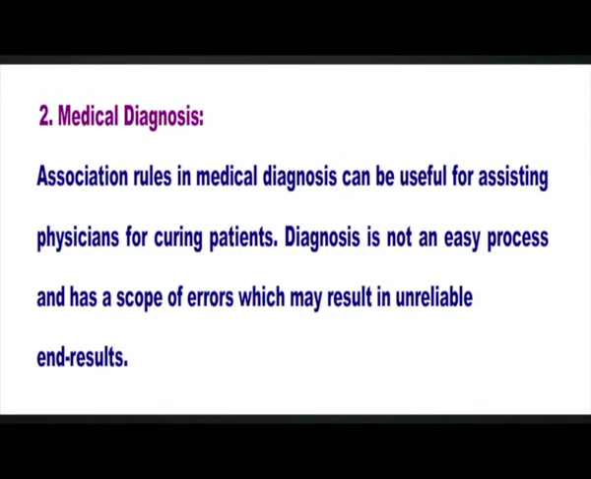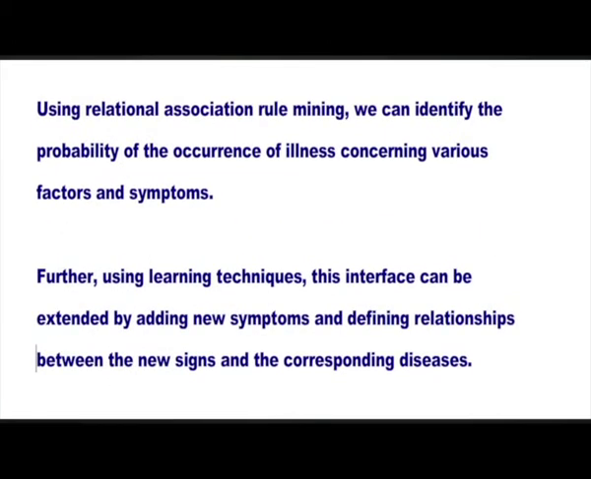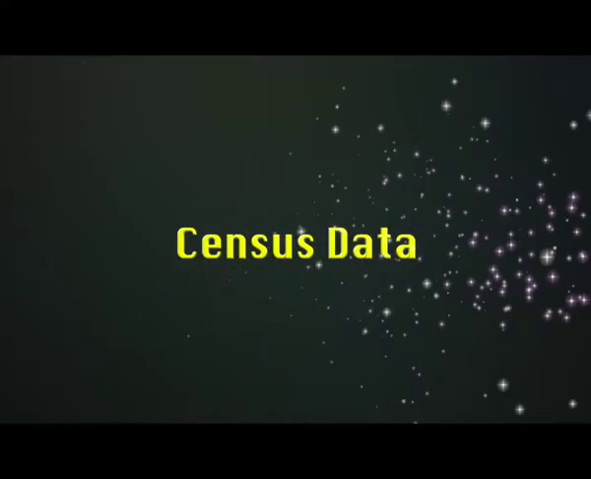The second application of association rule mining is medical diagnosis. Association rules in medical diagnosis can be useful for assisting physicians in treating patients. Diagnosis is not an easy process and has a scope for errors, which may result in unreliable end results. Using relational association rule mining, we can identify the probability of the occurrence of illness concerning various factors and symptoms. Further, using learning techniques, this interface can be extended by adding new symptoms and defining relationships between the new signs and the corresponding diseases.